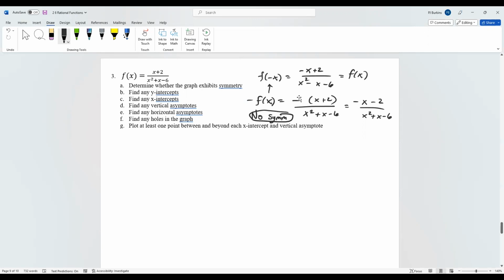All right. Find any y-intercepts. So remember, to find the y-intercepts, we need to figure out where x equals 0. So we plug in 0 to the entire function.